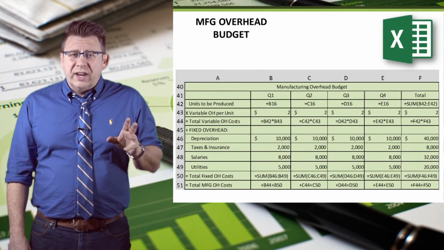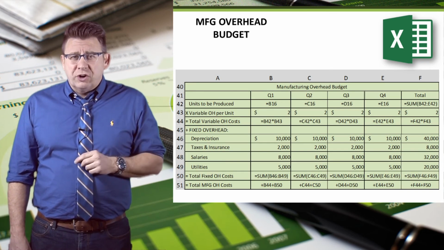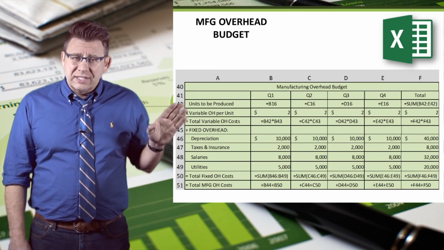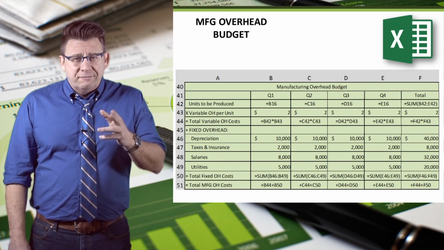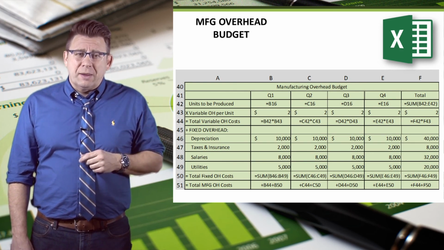Total variable overhead costs, total fixed overhead costs, and total manufacturing overhead costs are all formulas, as I've shown here. Finally, some of the numbers I've just assumed because I want to keep this example straightforward.